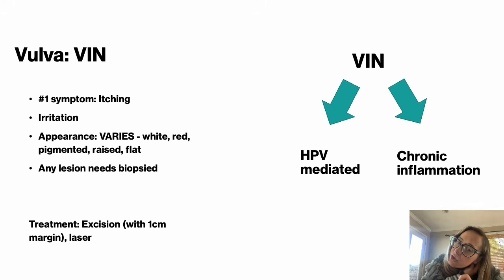And with VIN, there are 2 pathways. There's an HPV-mediated pathway, and then there's a chronic inflammation pathway that most often includes lichen sclerosus. Overall, the treatment for VIN is most often excision, because you're getting a good sample and making sure that there's no underlying invasive carcinoma. You could also laser, though, if you're certain that there is not a carcinoma. And also imiquimod is not FDA approved, but is sometimes used as an option.